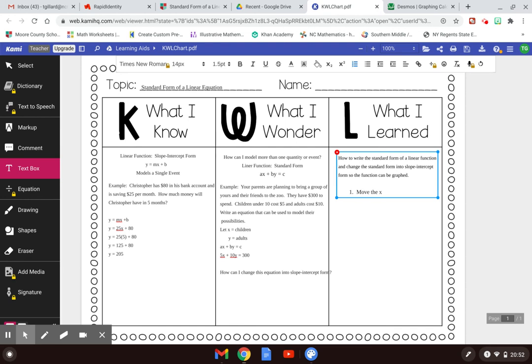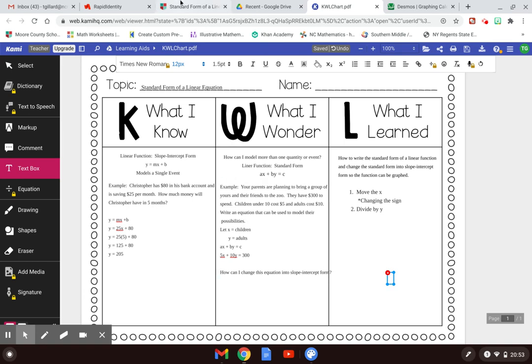Can't type this evening. Move the x. And as we move the x, put a little asterisk or star there to remind yourself that we're changing the sign. And then divide by y. Okay. So this should be a 2. For some reason, Cami doesn't want to cooperate with me. So there we go. Move the x, change the sign, divide by y. Okay. So that's what we learned today.